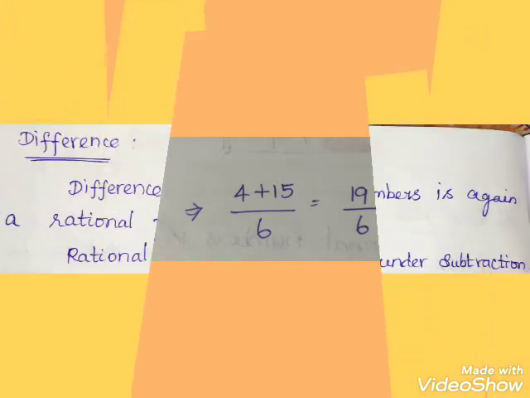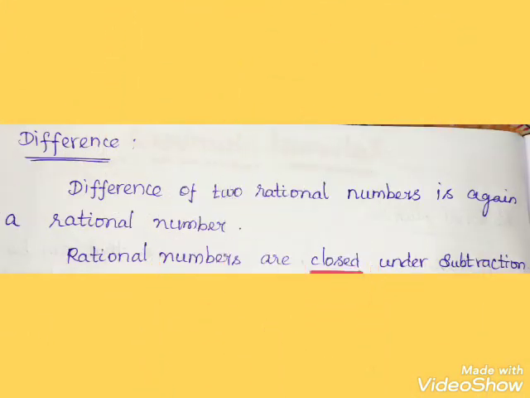So if we add two rational numbers, we will get a rational number. So it is closed. Next is difference. Difference means subtraction. So the difference of two rational numbers is again a rational number. Previously for addition we did the same thing. For subtraction we are telling, we are going to take two rational numbers and subtract those two rational numbers. The resultant is also a rational number, which means rational numbers are closed under subtraction.